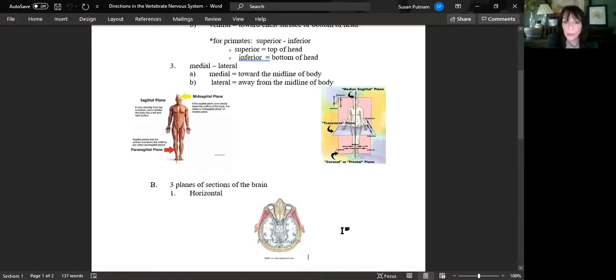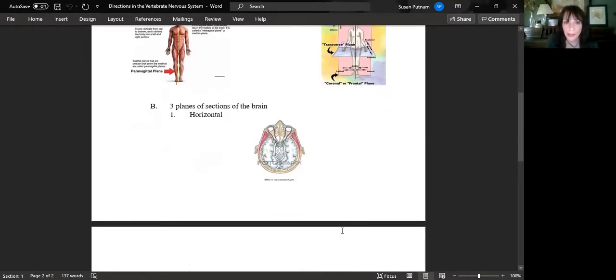The first I'm going to talk about is the horizontal section. And that would be the section across. Horizontal, that's pretty easy. So if you take a look at this particular illustration, what you've done is you've actually taken off the top of this individual's head. You cut across this way. And now it'd be like you're looking down at it. This is what you would see.